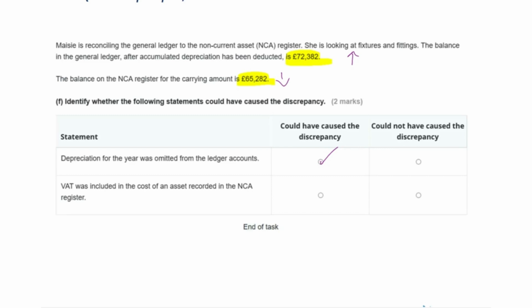VAT was included in the cost of an asset recorded in the non-current asset register. So if VAT had been included, that would have raised the value of that asset, which then means the non-current asset register would be higher than what the general ledger is. In this question, the general ledger is higher, so therefore it wouldn't have been able to have caused the discrepancy. That completes task 1.